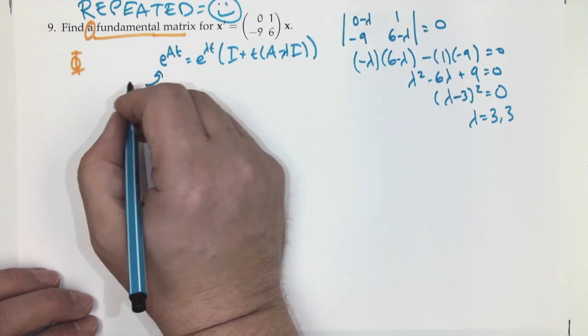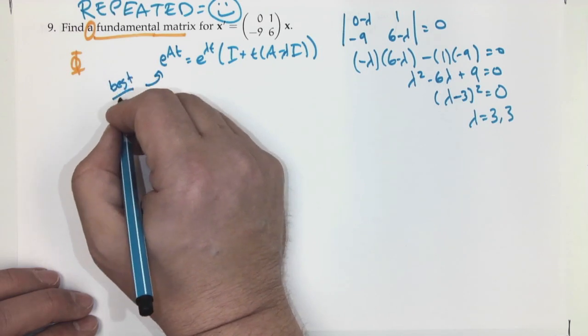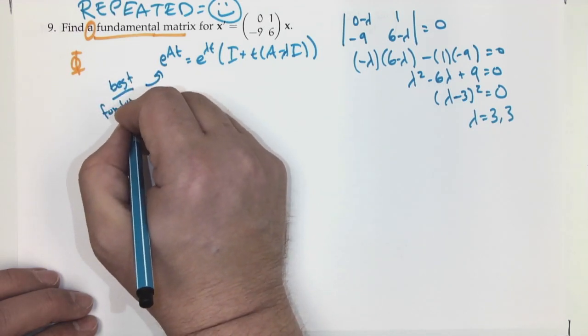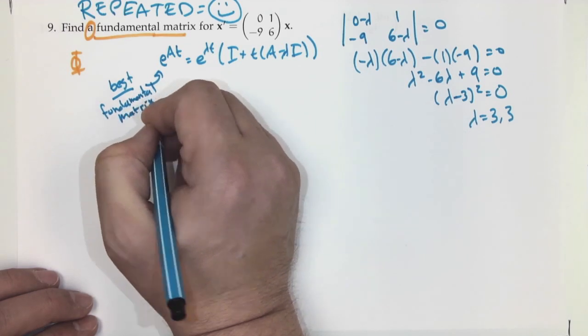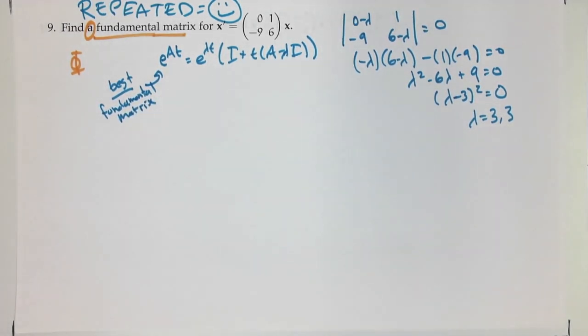Best one. Yeah, this is the best fundamental matrix. So not only are we going to find just any fundamental matrix, we're going to find simply the best. It's better than all the rest. e to the At. So when it says fundamental matrix and you have a repeated eigenvalue, you're just going to go straight for e to the At, circle it, and life will be good.